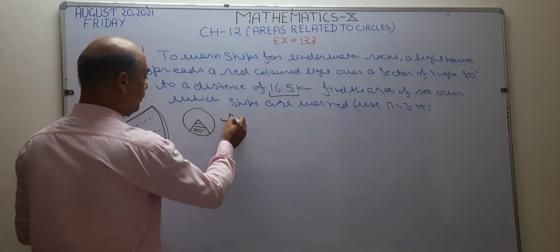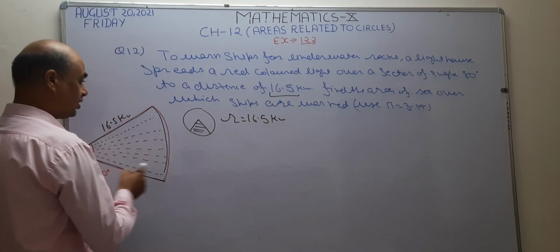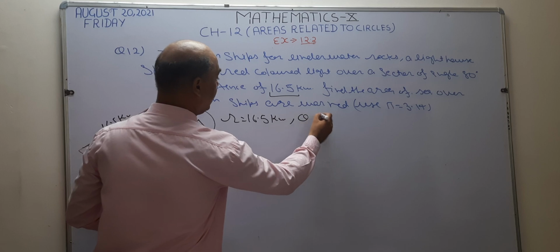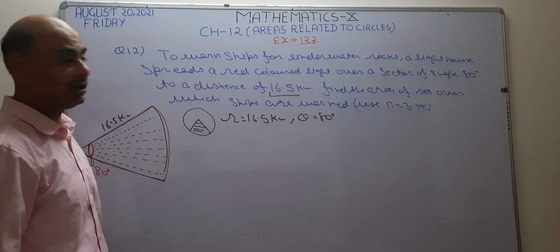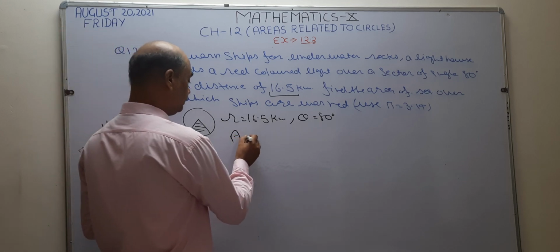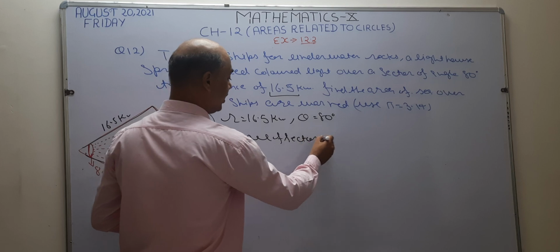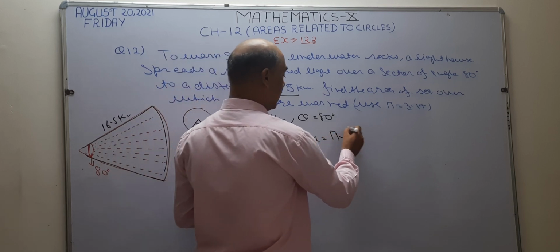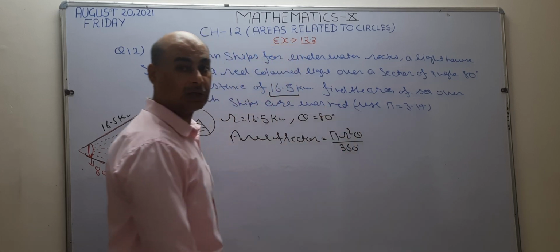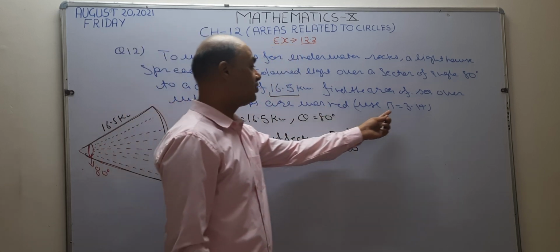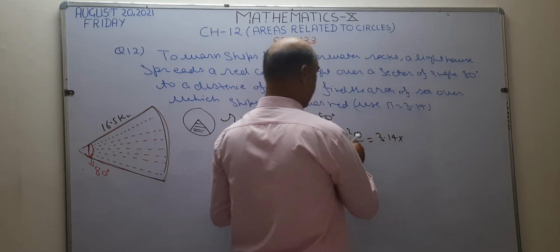So r becomes 16.5 in kilometer. And what is the angle? Angle theta is given as 80 degree. A simple question: we are going to find the area of the sector. And you know how you find the area of a sector? The formula is pi r square theta upon 360 degree. Clear? Now in this question the value of pi is given, which is 3.14. Right here 3.14. After that r square.